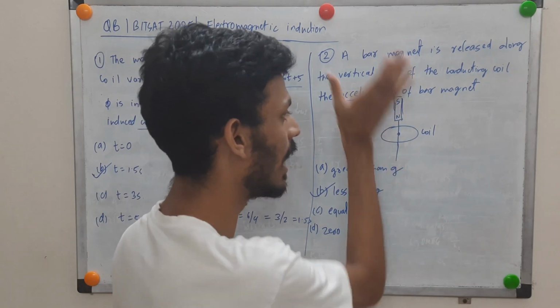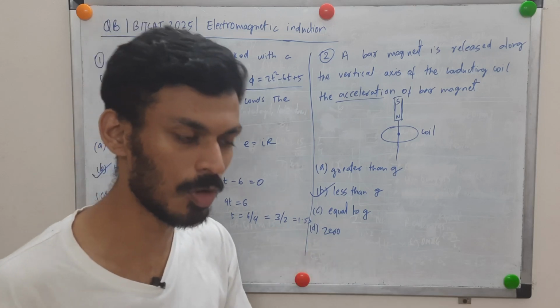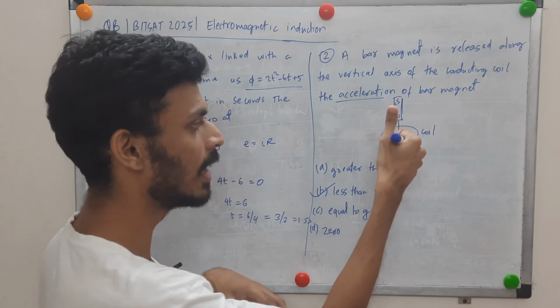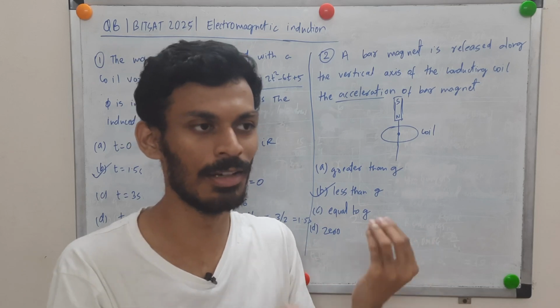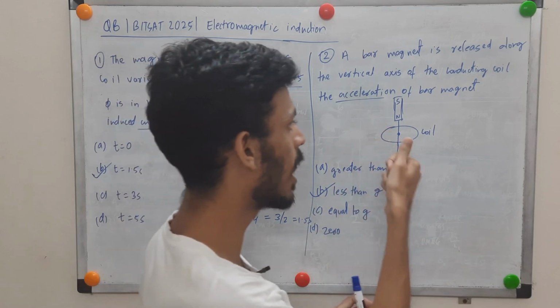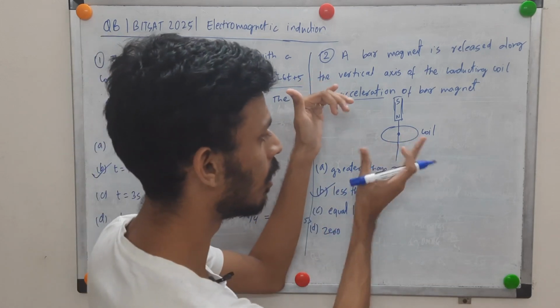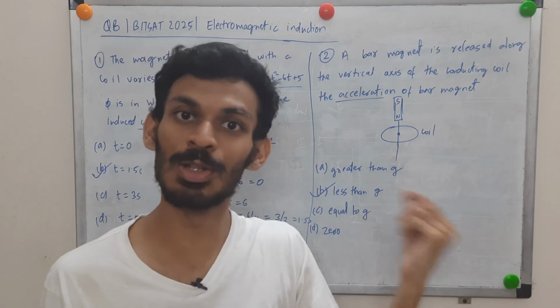So the field lines will come out. The north pole is making more and more field lines go inside, so the opposite effect is current in this direction, magnetic field outside, right? So the coil will try to decrease the flux. What will happen? This will have a north pole on this side. So north and north will repel, and the magnet will slow down.